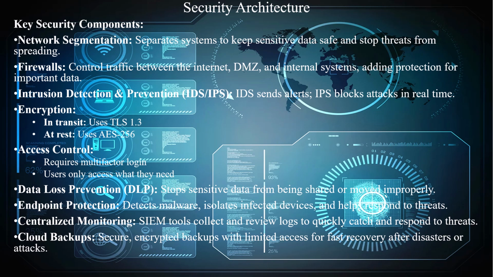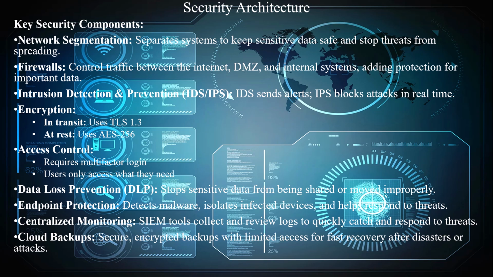Another important part of the project was determining the key components of security architecture. And some of the key components for our network was network segregation or segmentation, which separates the system to keep sensitive data safe and stop threats from spreading. Firewalls, which control traffic between the internet, the DMZ zone, and the internal systems, adding protection for important data. Intrusion detection and prevention, which will send alerts and also block attacks in real time.